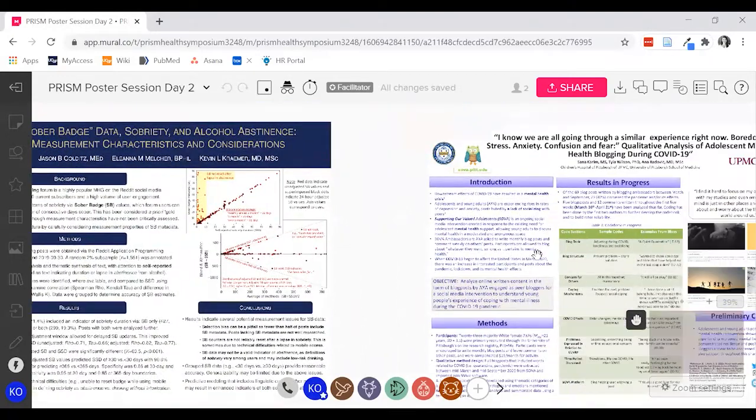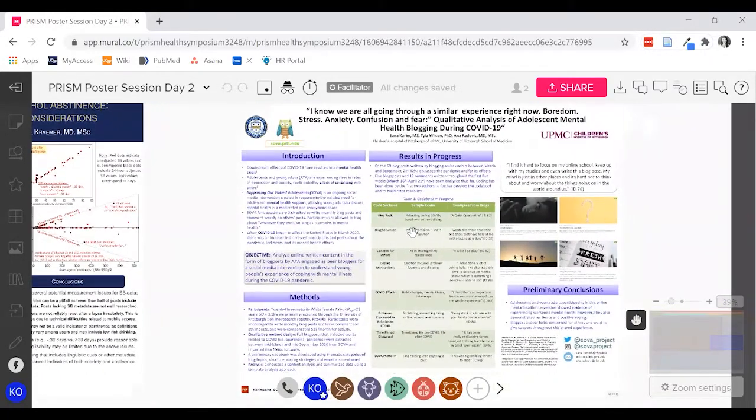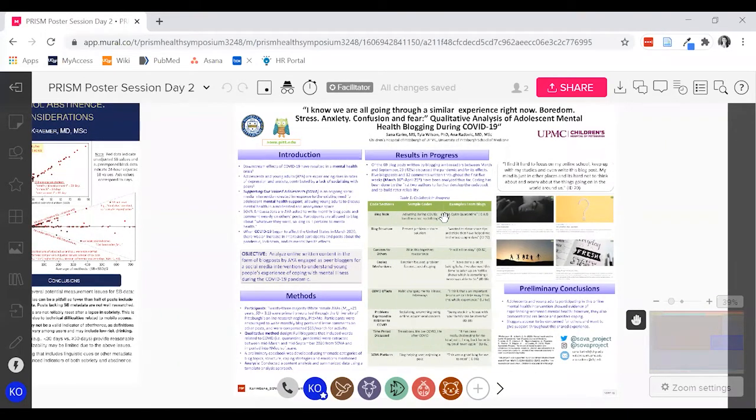The next presentation is, I know we are all going through a similar experience right now: boredom, stress, anxiety, confusion, and fear. Qualitative analysis of adolescents' mental health blogging during COVID-19.